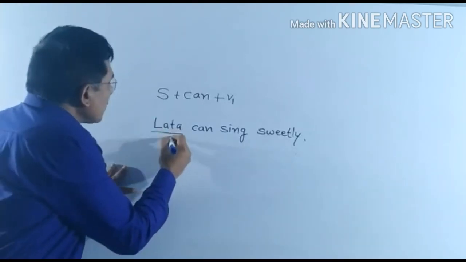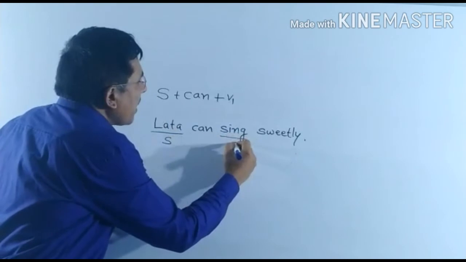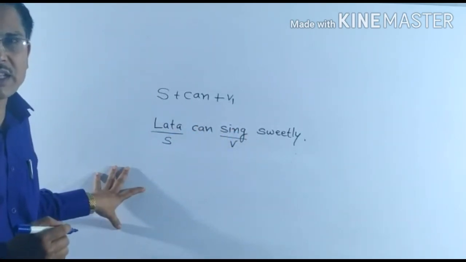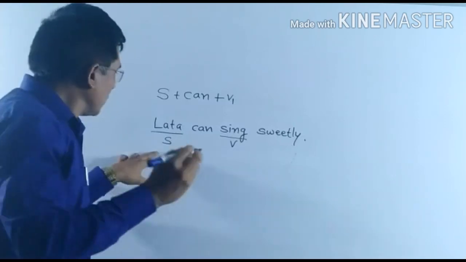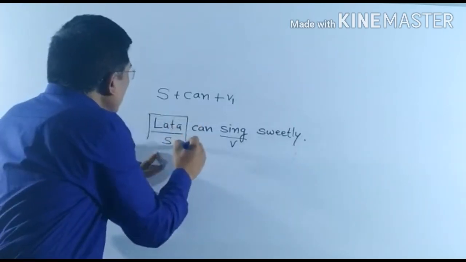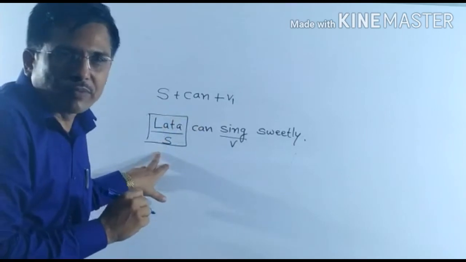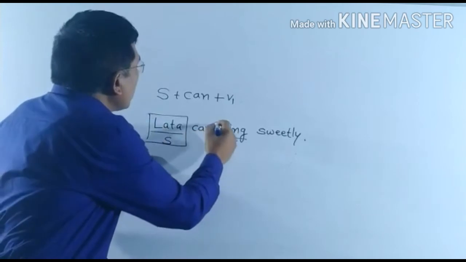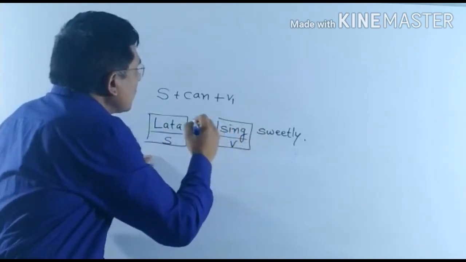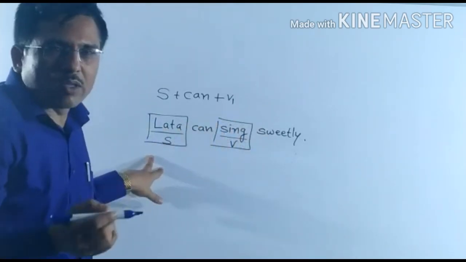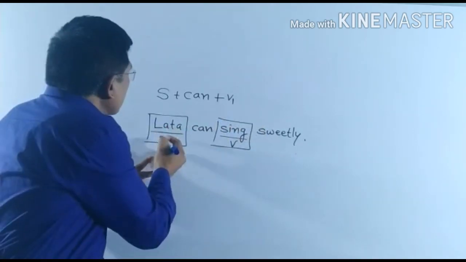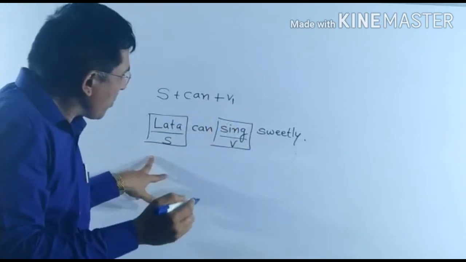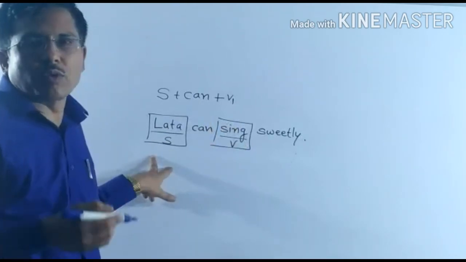By using different subjects and verbs, we can make number of sentences. What do we need to make more sentences? Subjects and verb forms. And you have the lists of subject and verb forms. So you can practice to make more and more sentences.